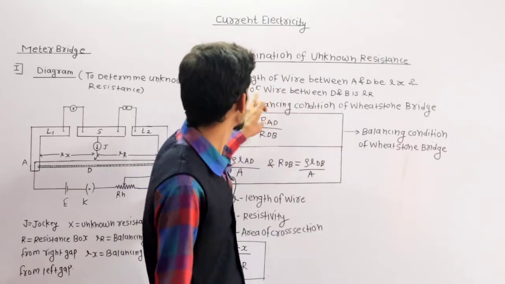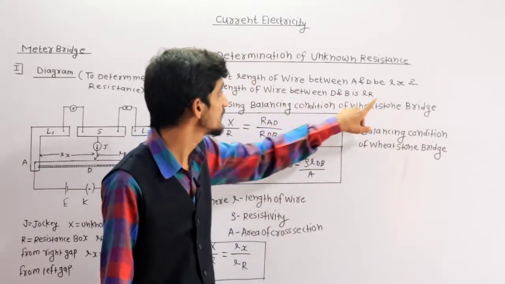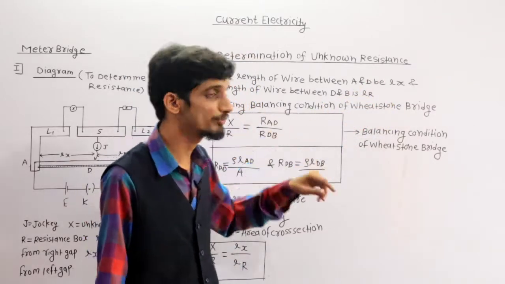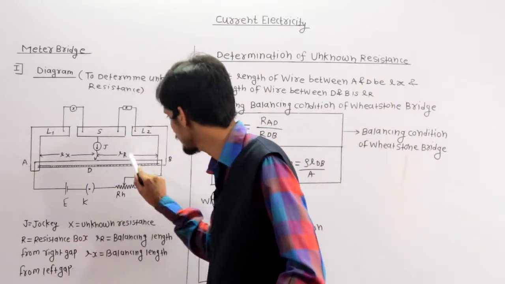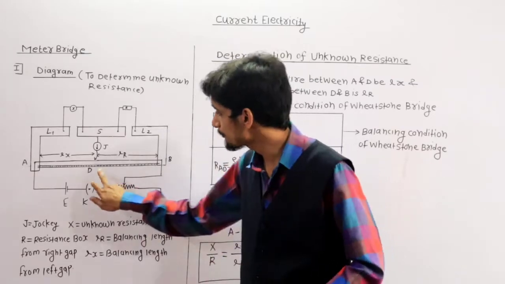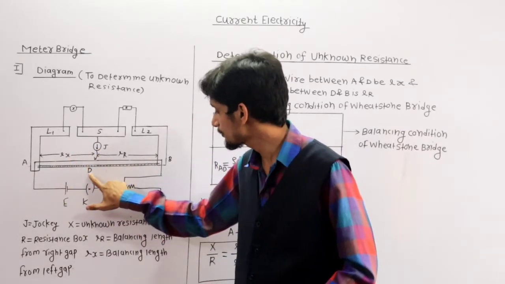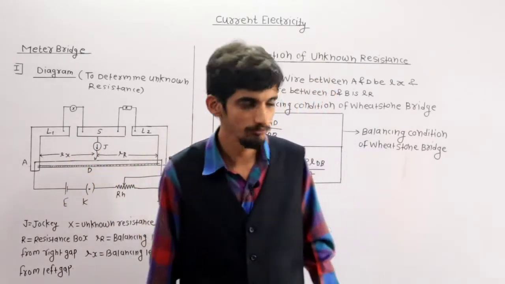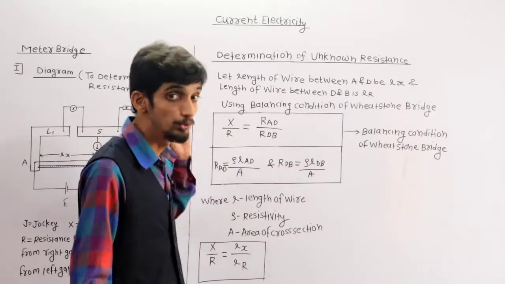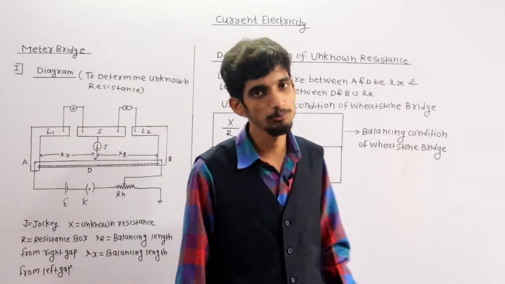Okay, so the length of the wire between A and D is Lx, and the length of the wire between D and B is Lr. So using the balancing condition of Wheatstone bridge.